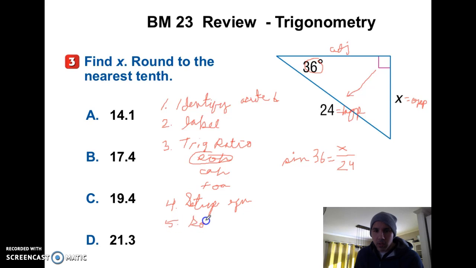And then number 5, I'm going through these steps pretty clearly. I want to solve for x. In order for me to solve, x is being divided by 24, so I'm going to multiply both sides by 24.